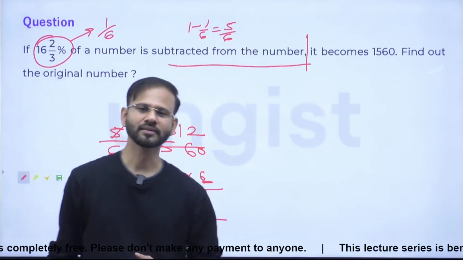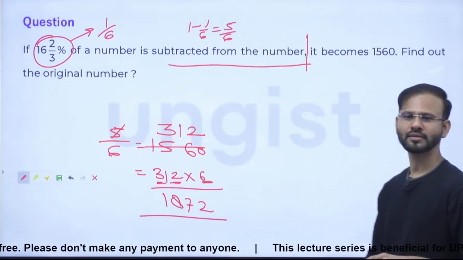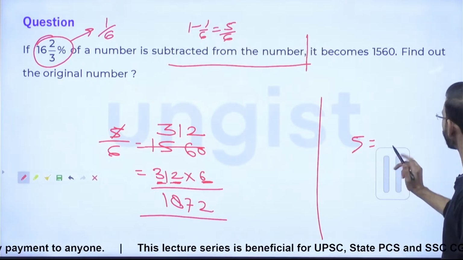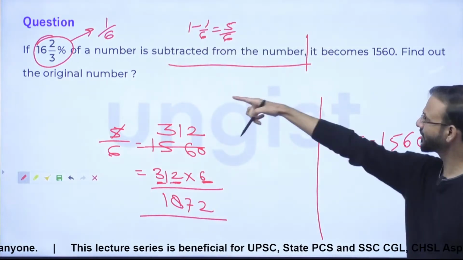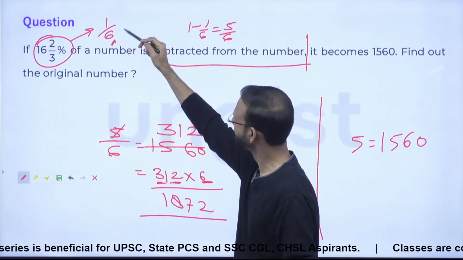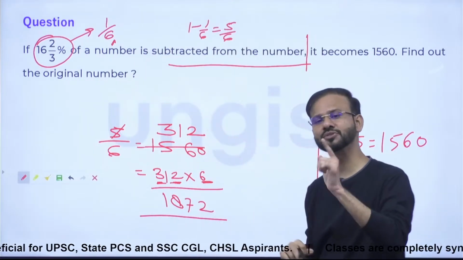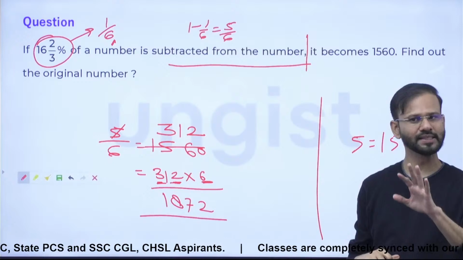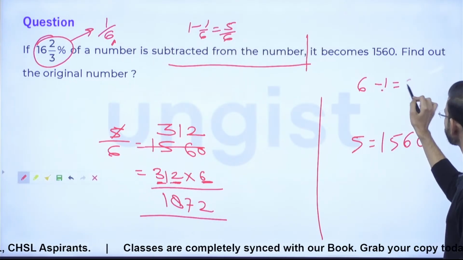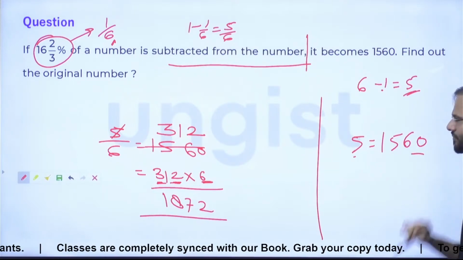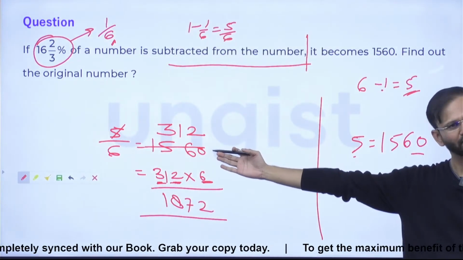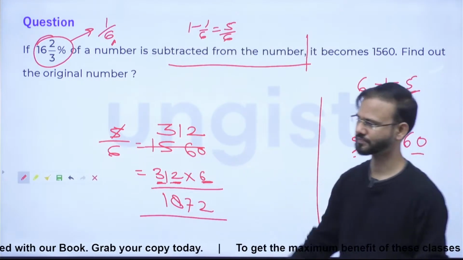Vaishali, what? Yes, please. Second method is what? 5 units is equal to 1560. Because you need to assume the number as 6 units because it is 1 by 6th. Right? This is 1 by 6th. So you just assume the number as 6 units because you need to find 1 by 6th of that number. So if 6 minus 1 by 6, which is 1, that becomes 5 units. So 5 units is equal to this. Right? Almost similar thing actually. Everybody fine now? Right? Okay.